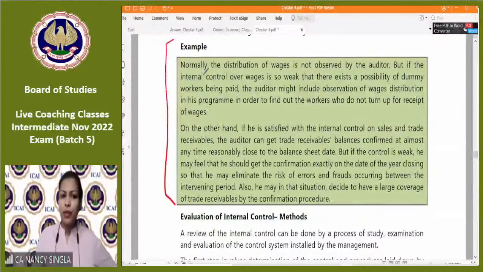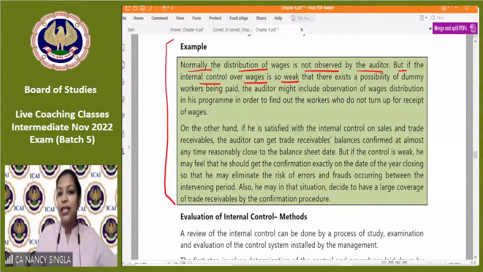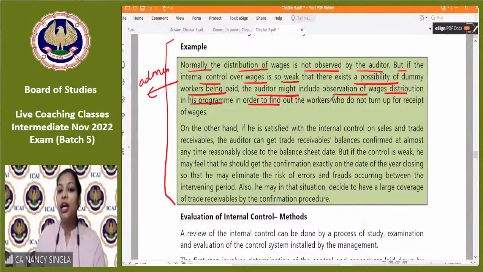See, for example, normally the distribution of wages is not observed by the auditor, but if the internal control over wages is so weak that there exists a possibility of dummy workers, then the auditor might include observation of wages distribution in his program in order to find out the workers who do not turn out for the receipt of wages. If you remember, we did the topic of administrative control, whether it has a bearing on the auditor's work.